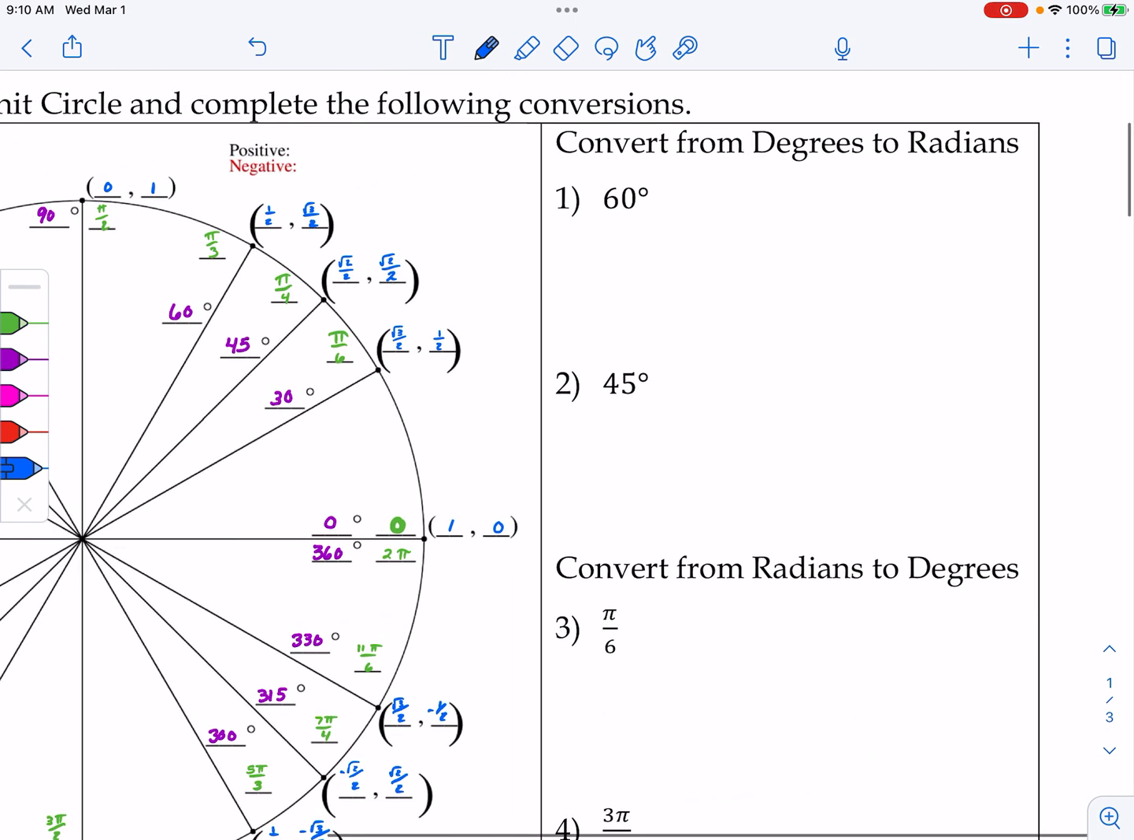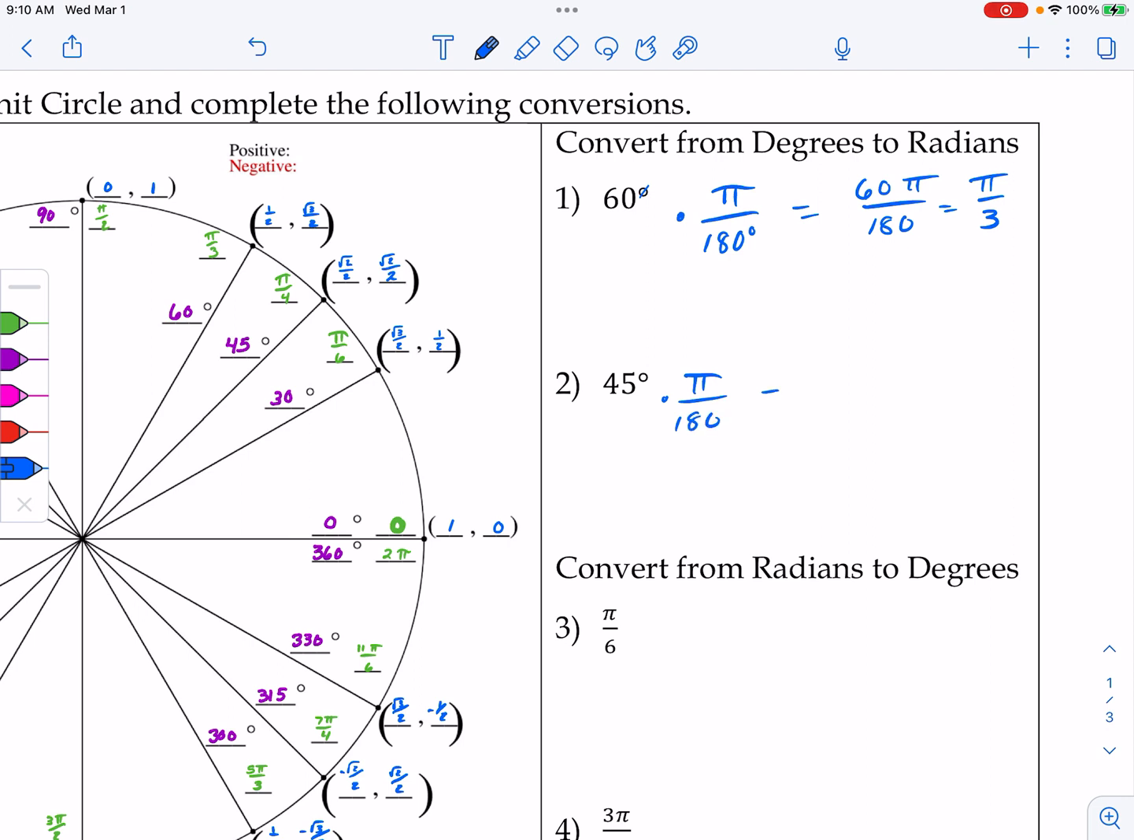All right, we're back. You want to practice converting from degrees to radians, which we probably won't do much today, but let's do it. Remember, you're trying to get rid of degrees, so it must be pi on top and 180 on the bottom, because your degrees are going to cross out that way. And 60 over 180 reduces to pi over 3. You multiply by pi over 180, and it reduces to pi over 4.